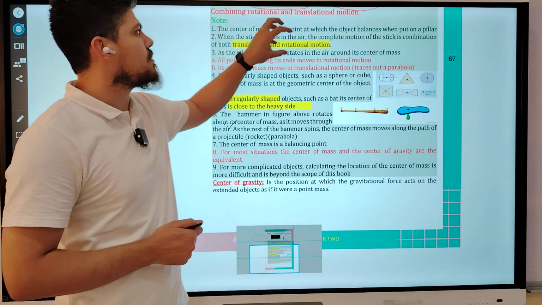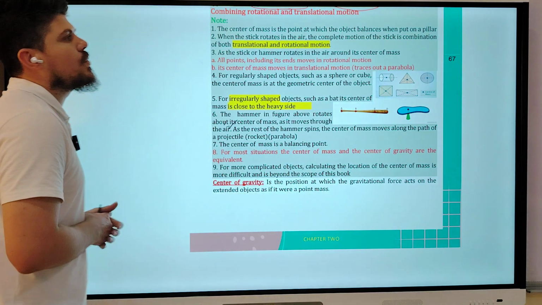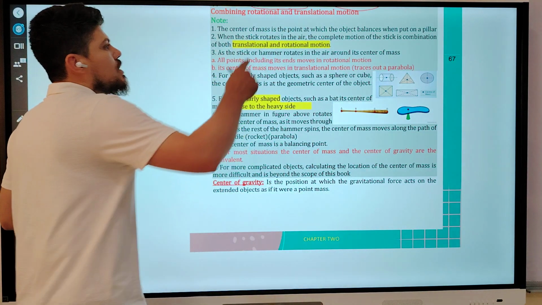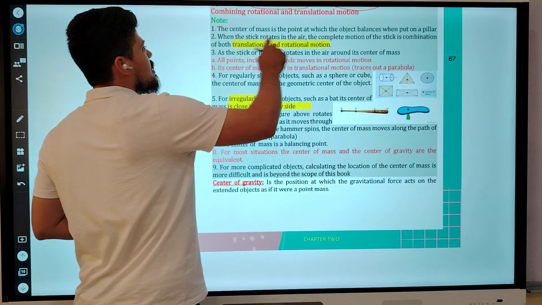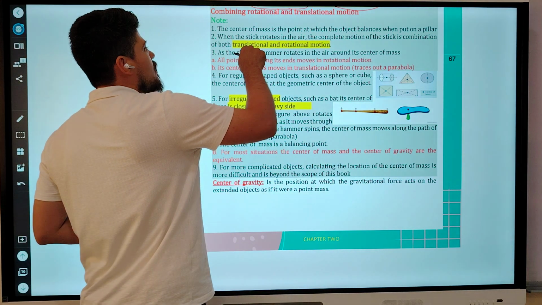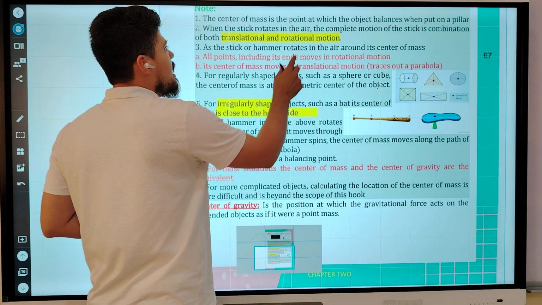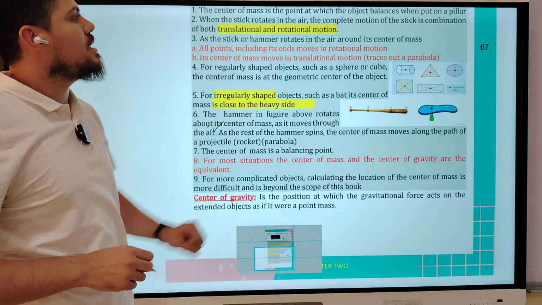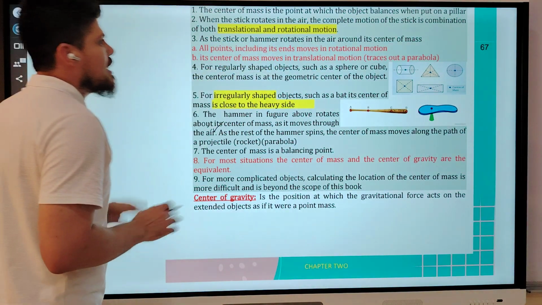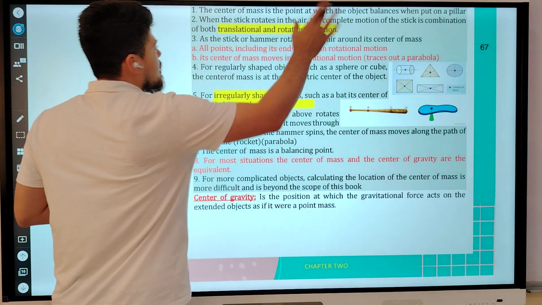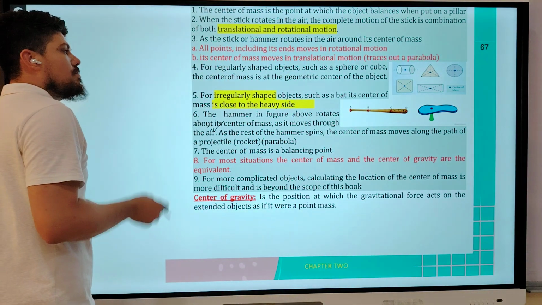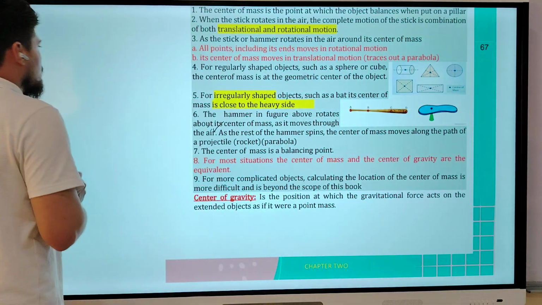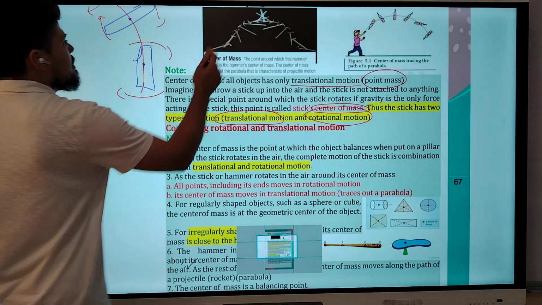The center of mass is the point at which the object balances when put on a pillar or pivot. When the stick rotates in the air, the complete motion of the stick is what? Translation and rotation. Its center of mass has translation, but its end has rotational motion. As the stick or hammer rotates in the air around its center of mass, all points, including its ends, move in a rotational motion, but its center of mass moves in what? Translational motion. As you can see in this figure, this is a hammer.